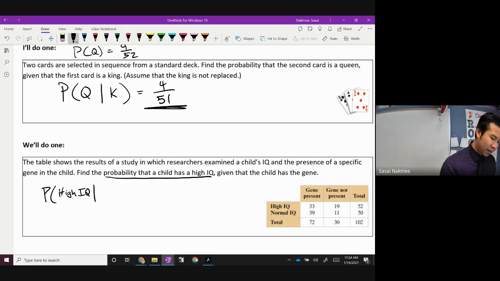Given is the part that comes afterwards, after that line. So given that they have the gene. Given that they have the gene.